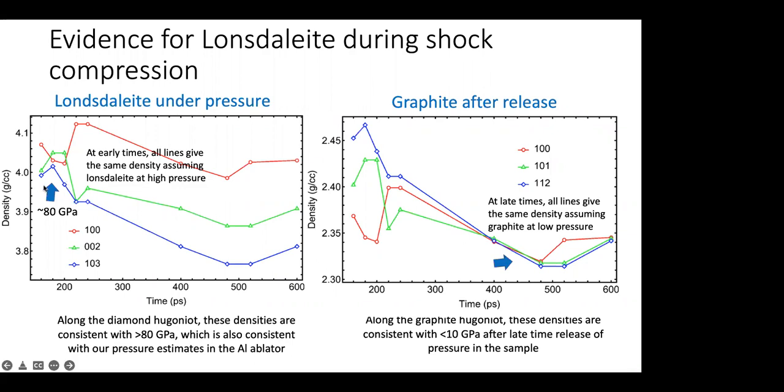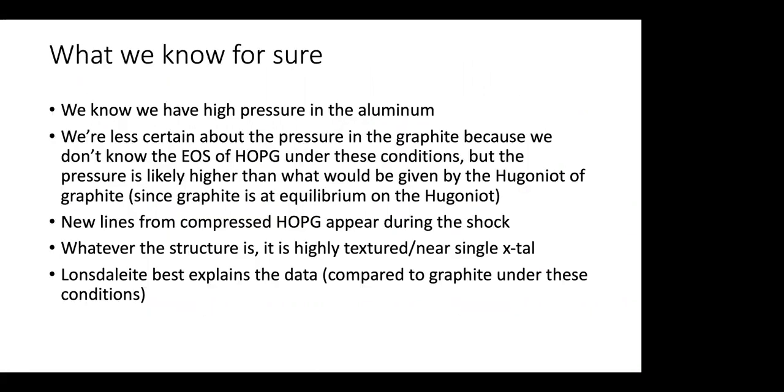The other piece of corroborating evidence we have here is that this density for Lonsdaleite is along the Hugoniot at a pressure of about 80 GPa, and so we feel like everything is pretty consistent. Okay, so what we feel like we know for sure is that we have high pressure in aluminum, certainly on the order of 80 GPa or more. So I say here that we're less certain about the pressure in the graphite because of the non-equilibrium issues we talked about. But as I said, whatever the stress is, stress or pressure, it will be higher than the Hugoniot, assuming that the aluminum is at 80 GPa.